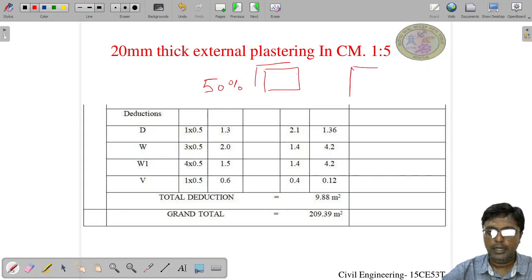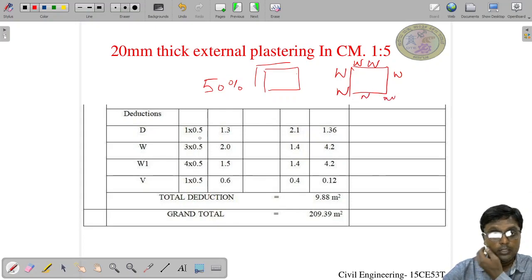For example, this is our building. There is a window here, there is a window here, there is a window here. While taking the measurement of 40.1, we have taken all these openings also. So we have to deduct the size of these openings, or else we will be adding extra quantity. So there is a rule: if you take the openings only once, you can deduct 50%. If you take the opening twice, if you do internal as well as external plastering, taking the same opening twice, then you have to deduct 100%. 100% is nothing but 1 into 1. So here you have taken only once, so you are deducting 50%.